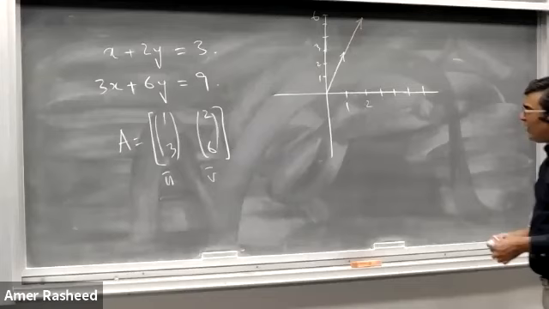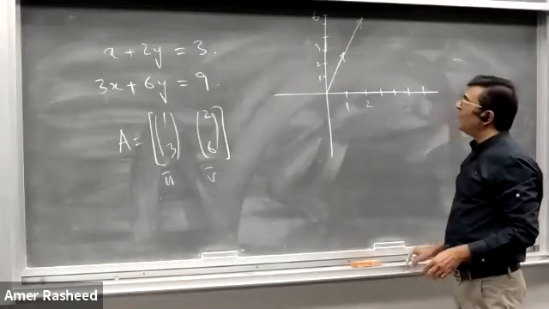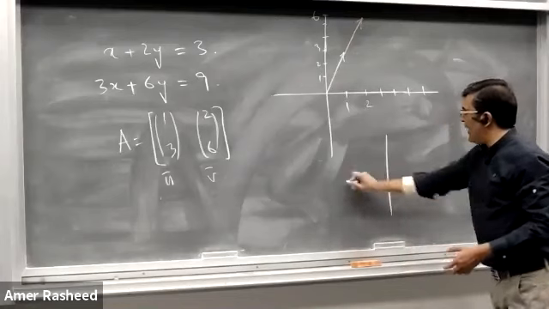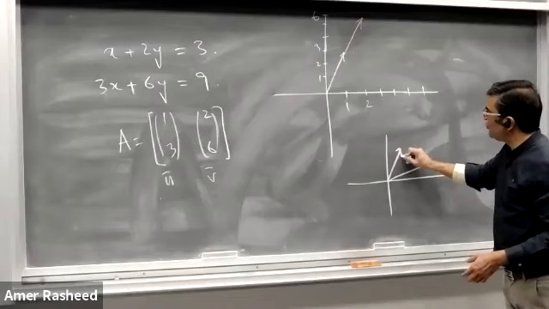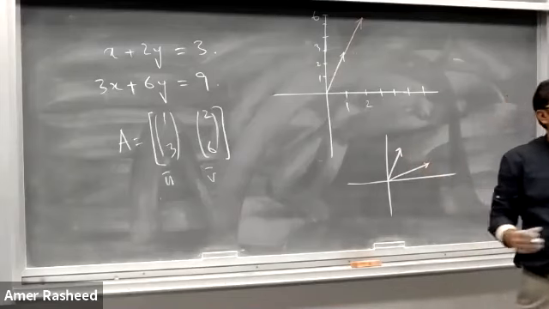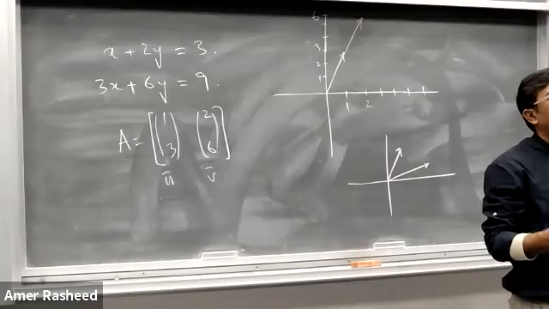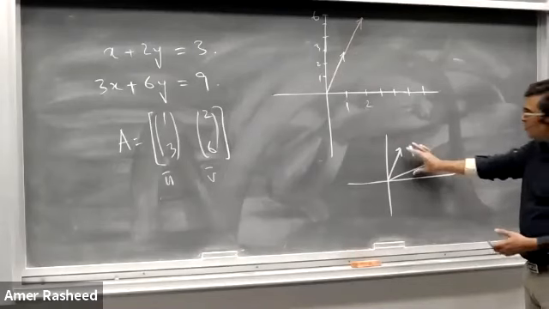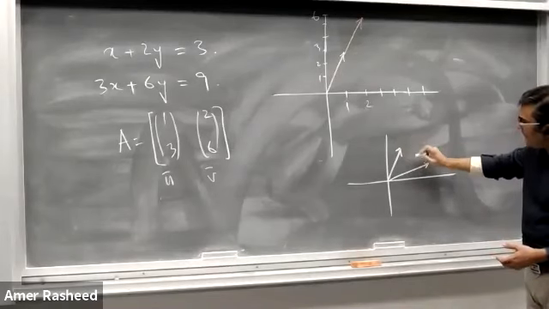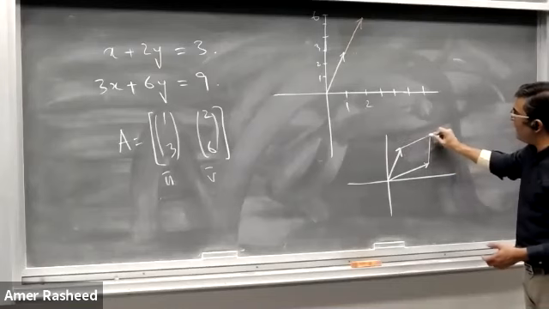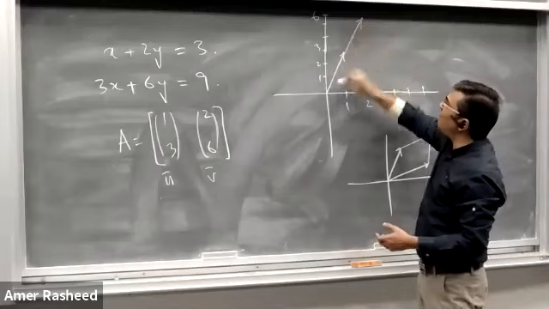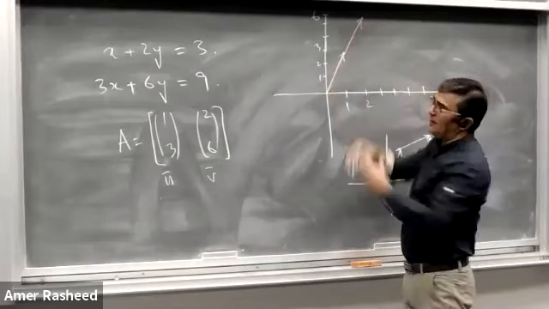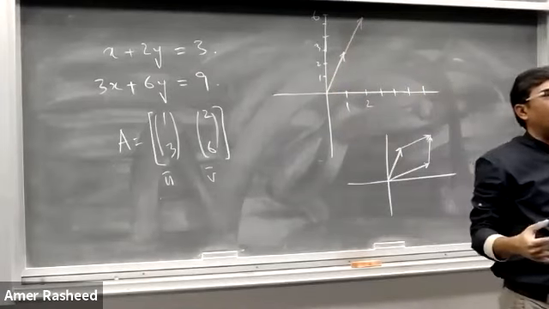Anyone? No, sir. No, we cannot make a parallelogram. Because in order to make a parallelogram, these two vectors should be independent of each other. They should not be collinear vectors. Now, if we have these two independent vectors, then we can make a parallelogram with these two vectors. If you have two collinear vectors, how can we make a parallelogram? We cannot make a parallelogram.